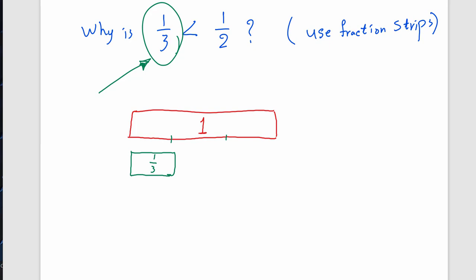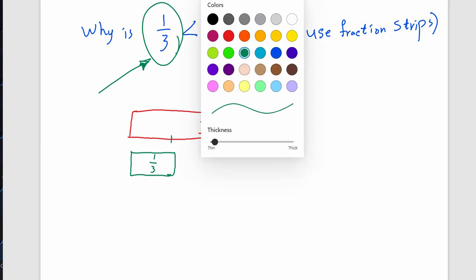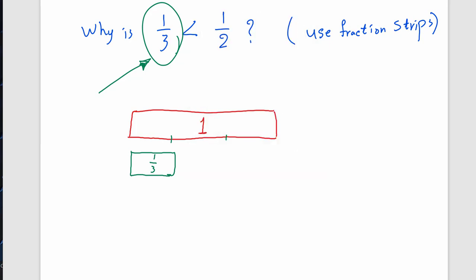And now, my heroes, as you know, to represent the 1/2, I should change this color. So I will use another color here for the 1/2. And now I want to represent 1/2. Can anyone help?